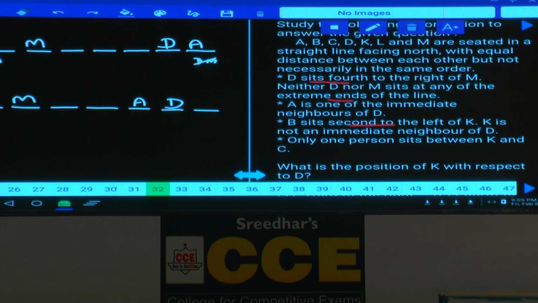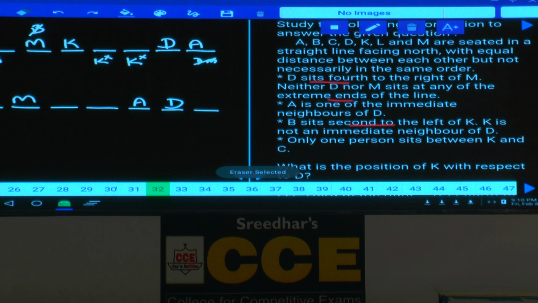And B sits second to the left of K. B is seated second to the left of K, and K is not an immediate neighbor of D. K cannot be here, and K cannot be here as well, because if K is here, then B sitting second to the left of K is not possible, because B and M must be in the same place, isn't it? Hence, K cannot be at this place. Then what is the only possibility here? K is here, and B is at this place.